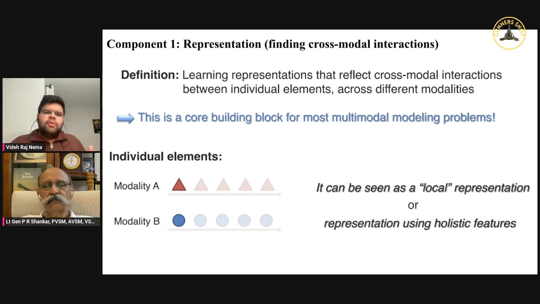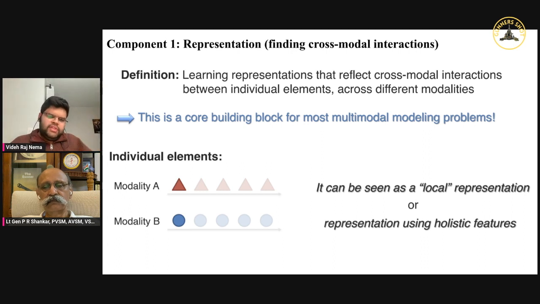Representation, the first component, is a basic component, which is where the fusion steps in first. Representation is basically the way a thing is represented. So, for example, an image can be represented via neural network layers. A word can be represented as a vector, right? So that's representations. And the first step takes individual elements of the two modalities, and it finds the cross-modal interactions between them.